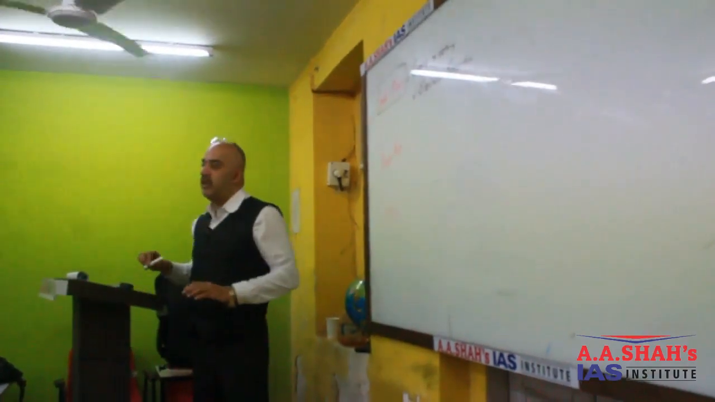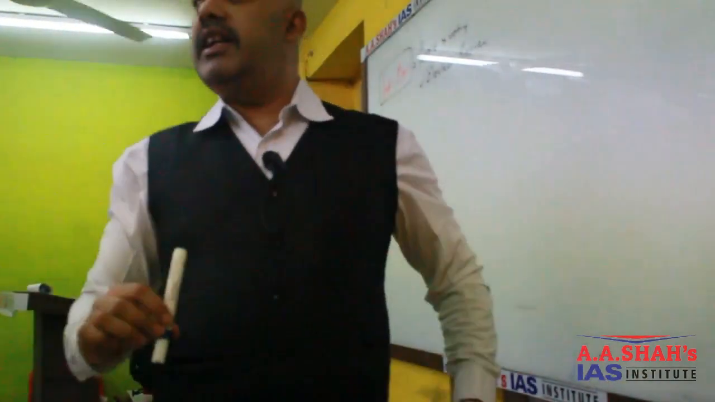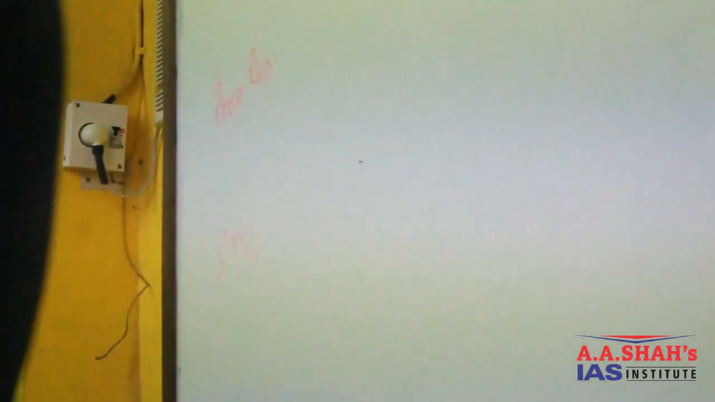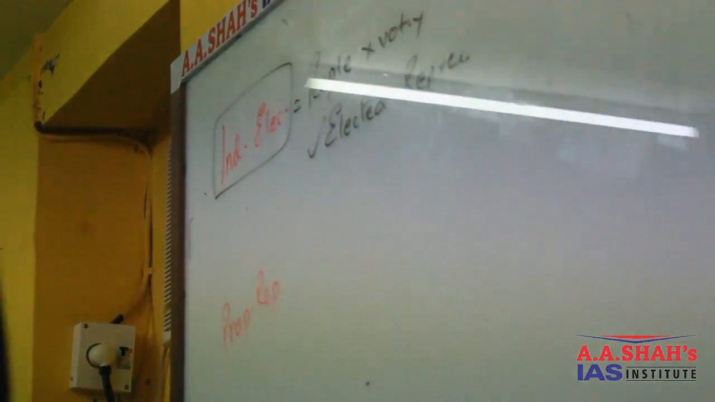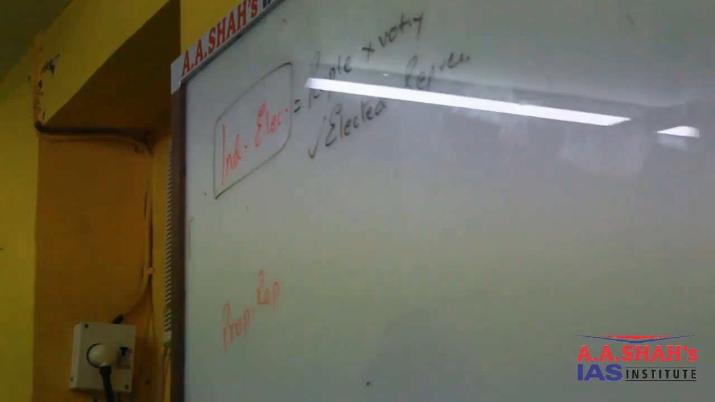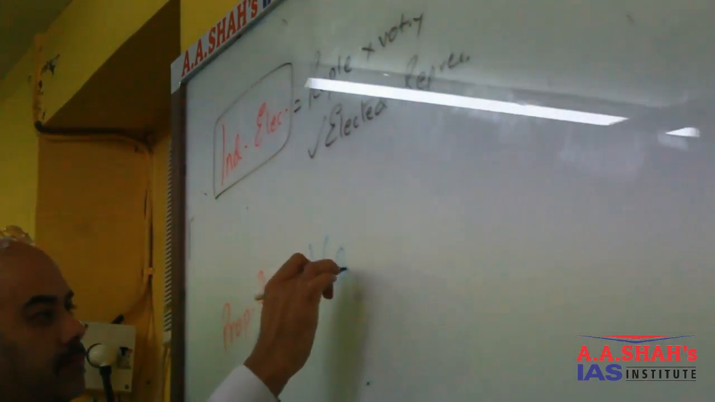Now, what is proportional representation? Proportional representation means that every person's vote, don't write, this will not come. Hold on. Every person's vote does not have equal value. Every person's vote is dependent upon the population which he represents. Every person's vote will have a value depending upon the number of people he represents. Let's see how. So we have a value system.